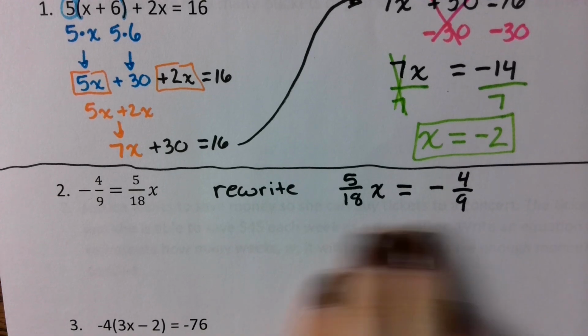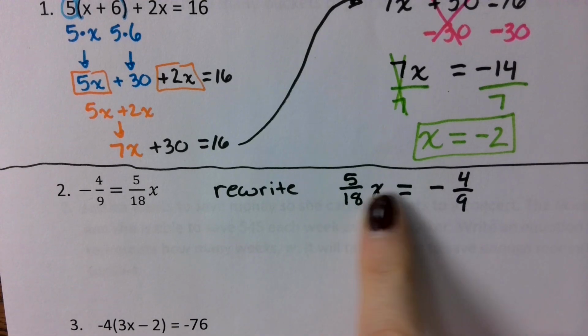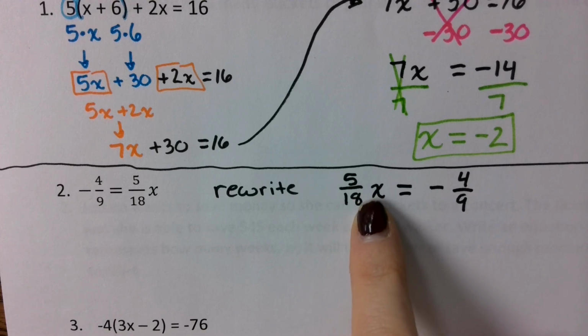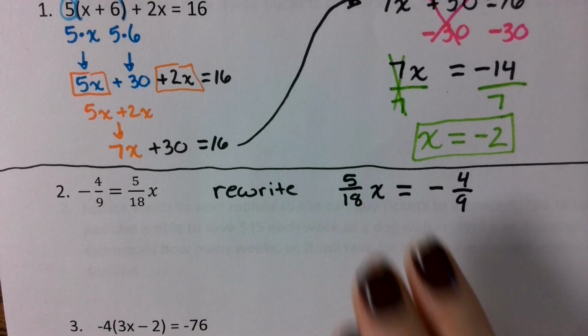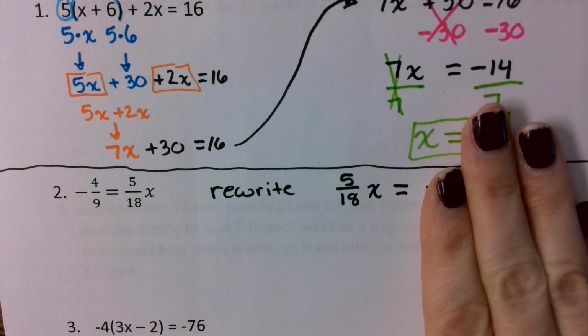Do I have any distributive property? No, there's no parentheses. Do I have any like terms that I can combine? Nope, no like terms I can combine. Do I have a constant here? No, there is no constant, right? A constant would be a number by itself without the x. Cover up that side. There is no constant.